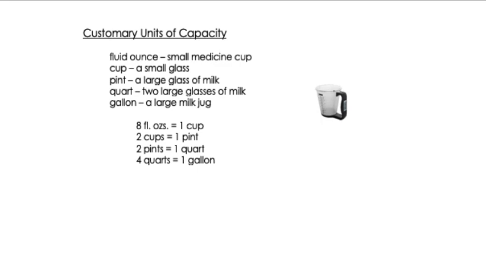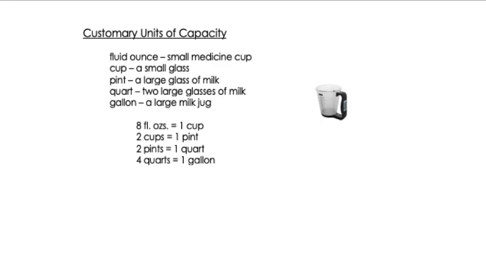Customary units of capacity, some examples are: fluid ounces is 1 small medicine cup. Like if you ever had to drink a liquid medicine from the doctor or liquid Tylenol, you would have that little small medicine cup. That's 1 fluid ounce.